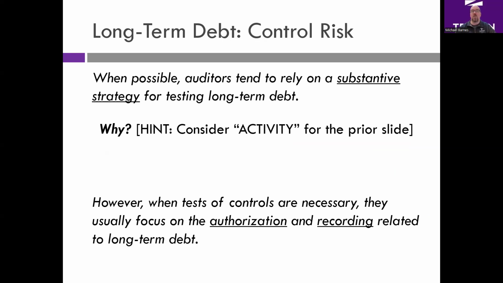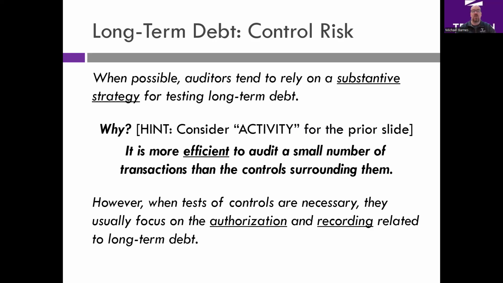Yeah, we're back to a substantive strategy, and the question is why we're going to be utilizing a substantive strategy. Now, we need to consider the activity from the prior slide and also our discussion from long-term assets a little while ago. What do all these have in common? The answer is that it's generally more efficient to audit a small number of transactions than the controls surrounding them. Even if we're only talking a small number of controls, control testing usually involves a lot of analysis. If there's just a minimal number of transactions, then we don't really need to test the controls. So for long-term assets and long-term debt, oftentimes we will rely heavily on a substantive strategy because we can test just the transactions themselves.